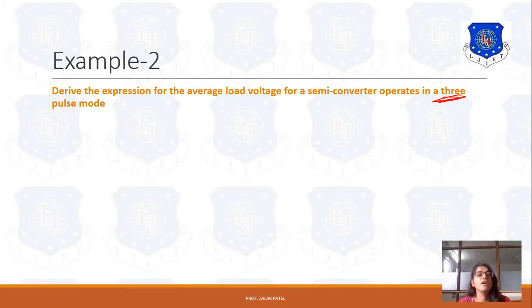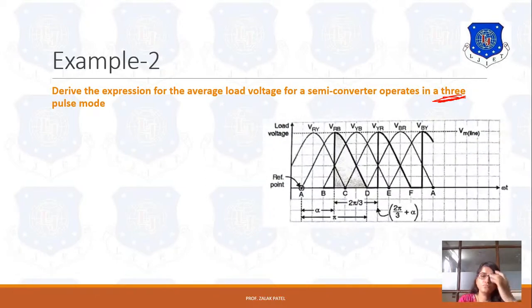In case of 2, 4 and 6 we have seen that the freewheeling action will take place, and due to that freewheeling action the load voltage and load current will become 0. So here also that case will appear where the 3-pulse mode is there. If you see the diagram given in the question, from this diagram you have to calculate the expression of average load voltage, means VLDC.